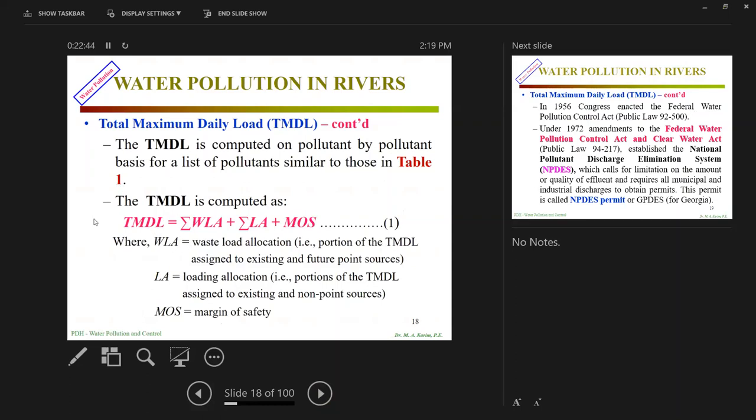So here is the equation we can use for the TMDL. It says that TMDL equals the summation of WLA plus the summation of LA plus MOS. MOS stands for margin of safety. LA is the load allocation for non-point sources, existing or assumed existing. And WLA is the waste load allocation for point sources, existing or future. So this is the factor of safety, meaning we don't want to exhaust it 100%; we'll keep 20, 30, or 50% as a kind of safety factor.